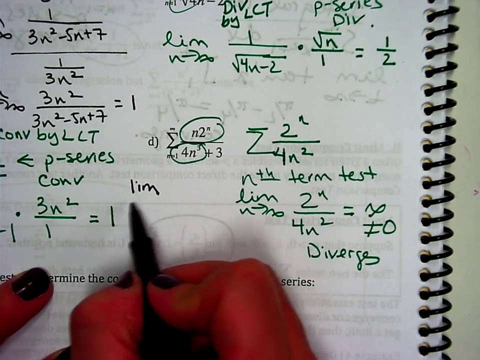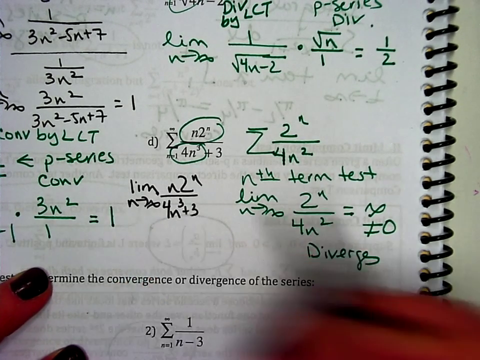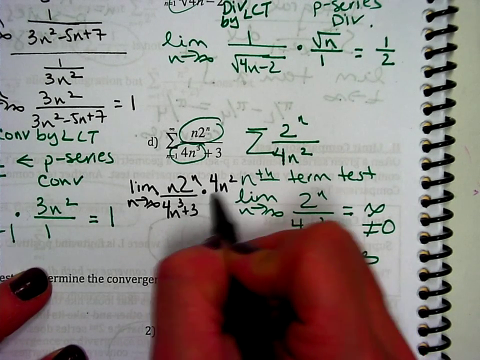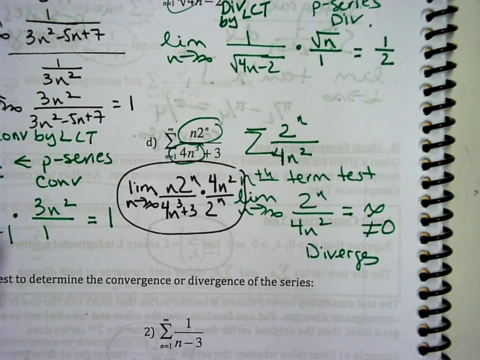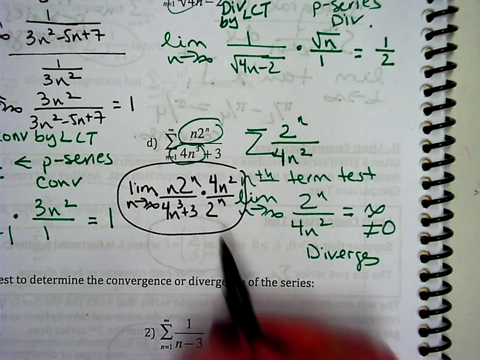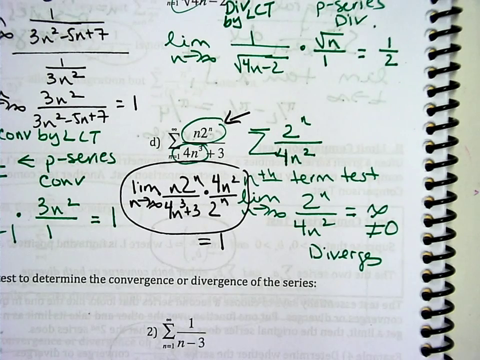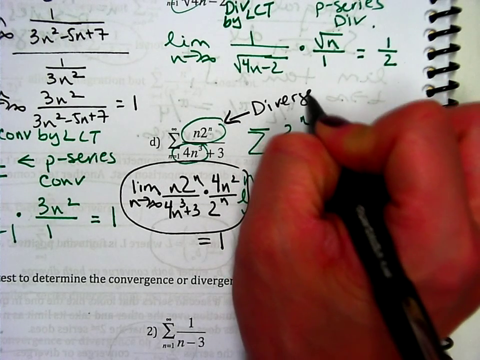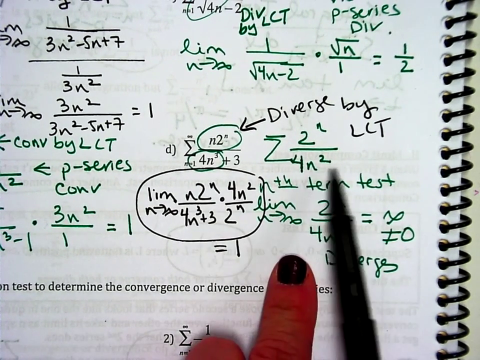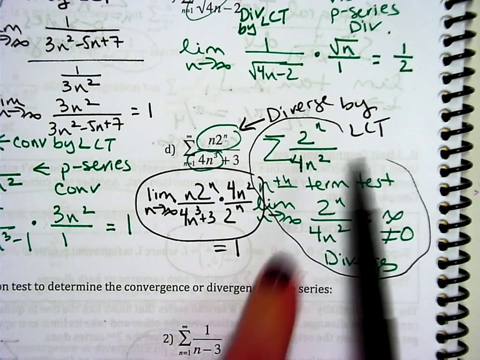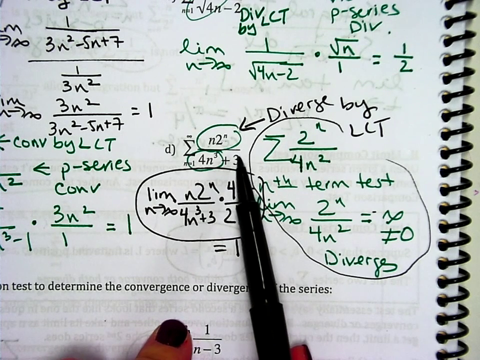So now I am going to compare the original with what I'm comparing it to. So this is my limit that I'm setting up. Notice degree on the top and the bottom is the same. The 2 to the n's will drop out, so this limit is 1. I get a positive real number, so I can draw the conclusion that the original will also diverge by LCT. So what you need to show me is what you are comparing it to, show me the analysis for that piece, show me the limit of the ratios, and then draw your final conclusion on this original series.